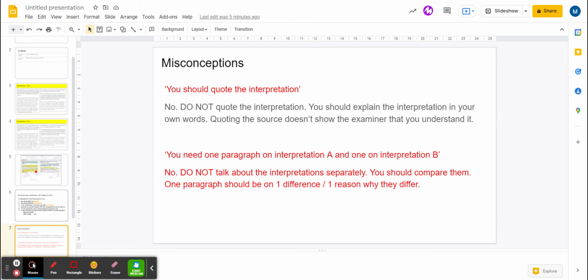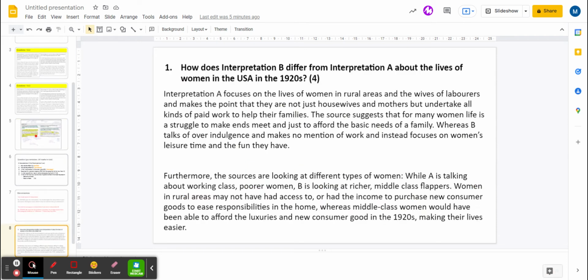Some students also are under the impression that you need to write about the two interpretations separately. So they think interpretation A needs one paragraph and interpretation B needs another. That's definitely not what you want to do for this question. You want to talk about them together, you want to compare them. So one paragraph should be on one difference and then explain it. And then your second paragraph should be on a second difference and then explain that one too. So I've got a model answer on the screen here.